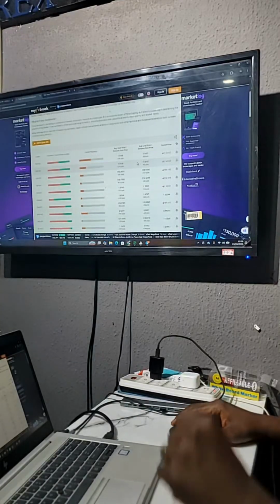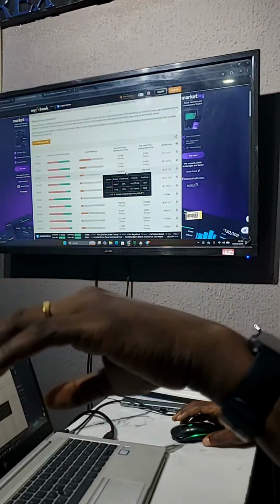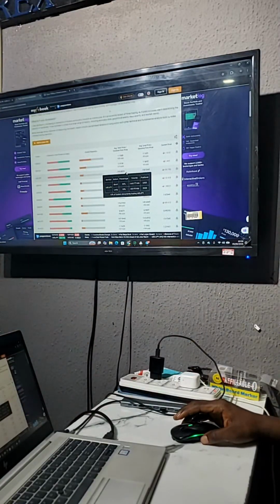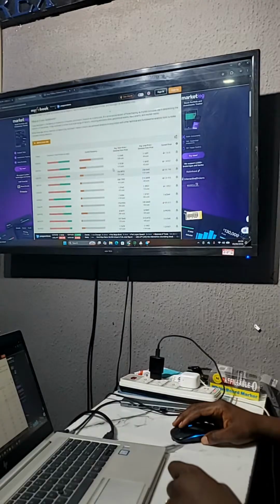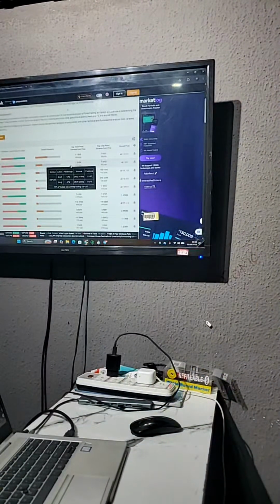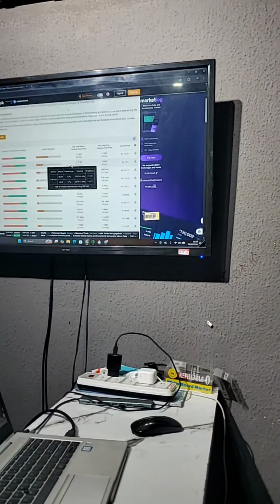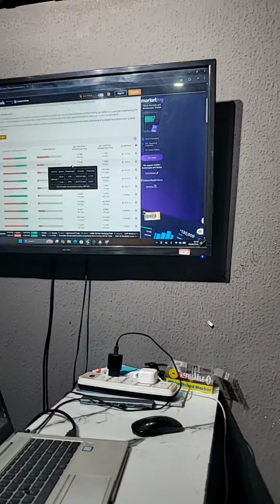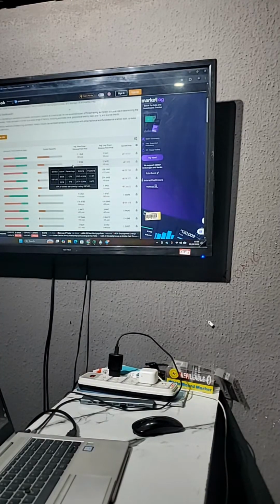XAUUSD. Crane, is there any spare mouse there? Any spare wireless mouse? No, later now, just come on. This one is a normal app. Just come on.